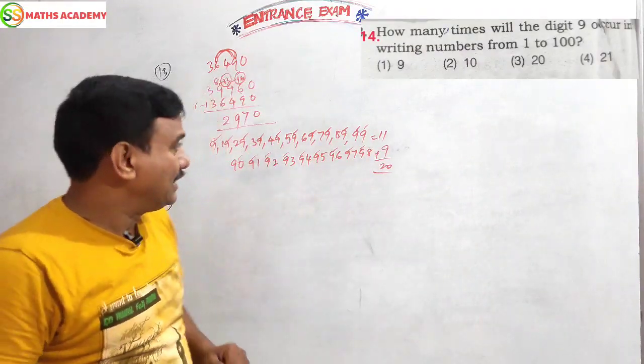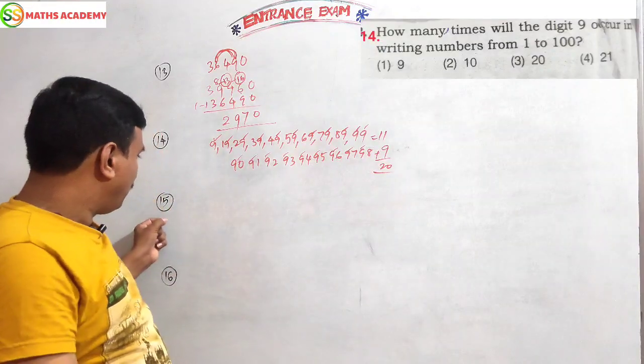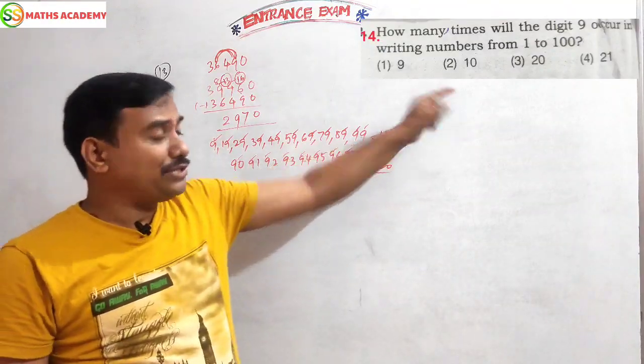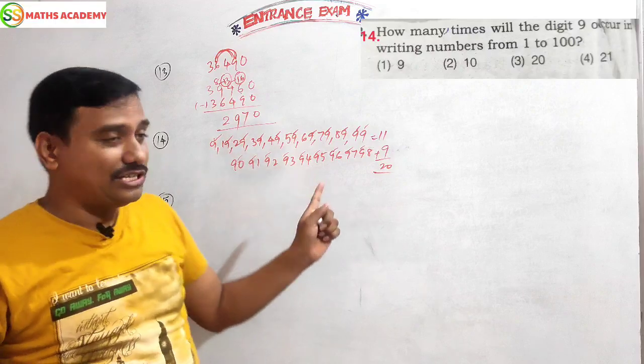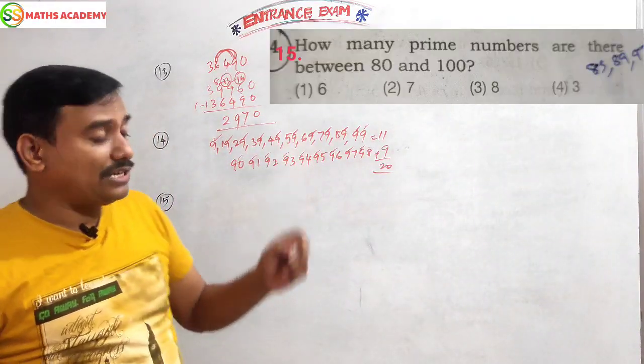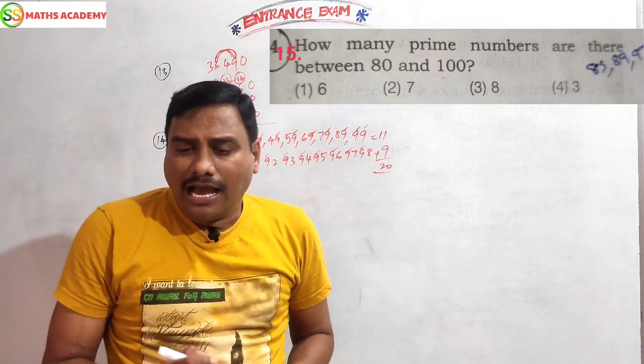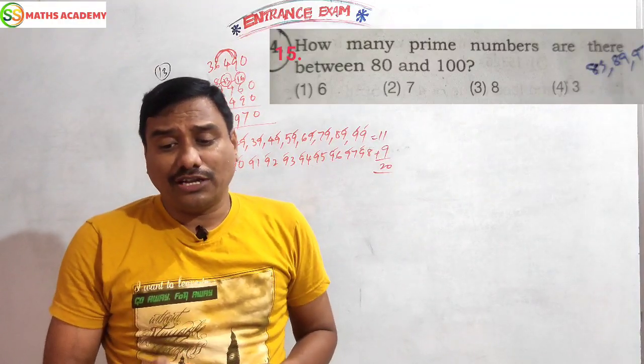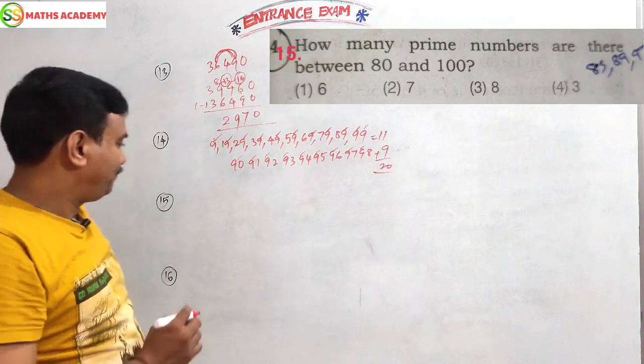Okay. Next, dear friends, now come to question number 15. So your option in this 14th question is 20, then the option will be the third. Now the 15th question. Now I am reading from my textbook. How many prime numbers are there between 80 and 100?